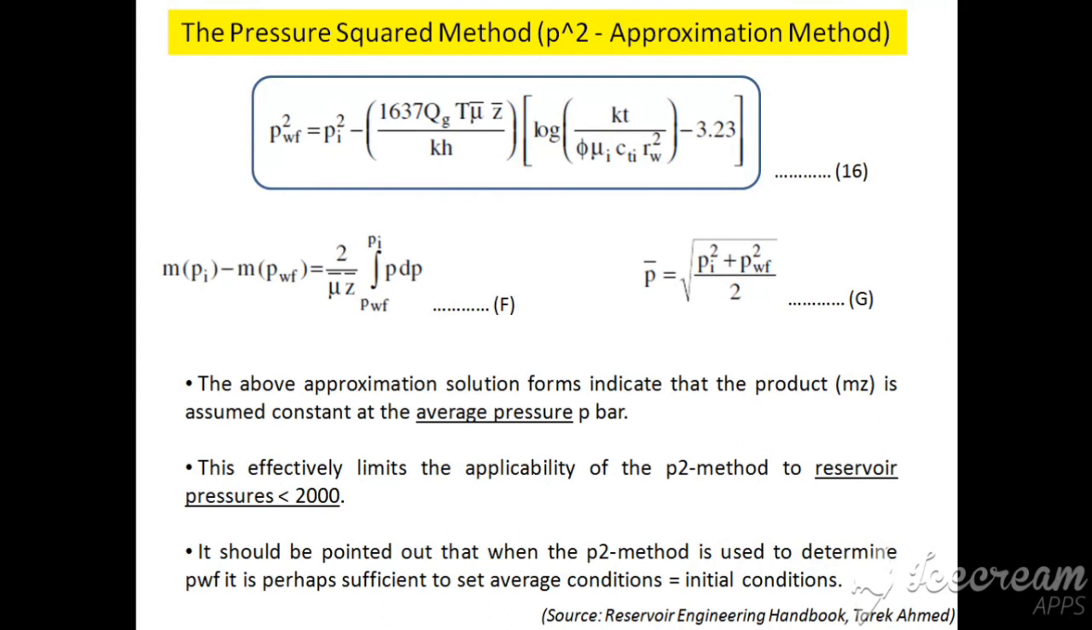We will just see the results of these two methods. We will not derive them as we have done in the MP method. You can see that the difference is that there are squared terms of PWF and PI, obtained by using the concept of average pressure. There are the terms mu bar and Z bar, that are the viscosity and compressibility at the average pressure. The limitation of this method is that we can use it only when the reservoir pressure is less than 2000, and many times we consider that the average conditions are equal to the initial conditions, which is not so for all cases. So that is the limitation of this method.